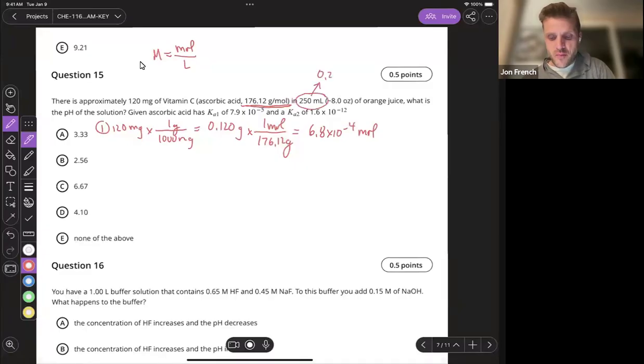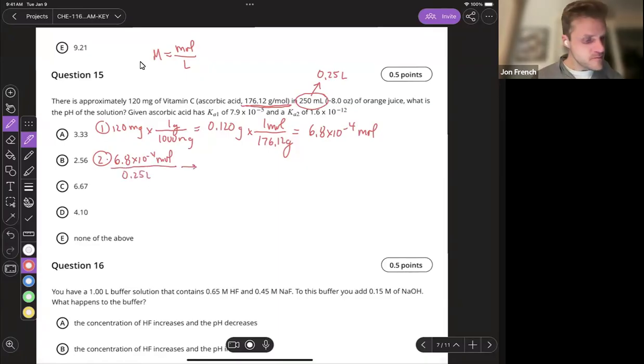We have that in 0.25 liters, right? Molarity is moles per liter. So I want to turn this into molarity now. So 6.8 times 10 to the minus 4 moles in 0.25 liters.